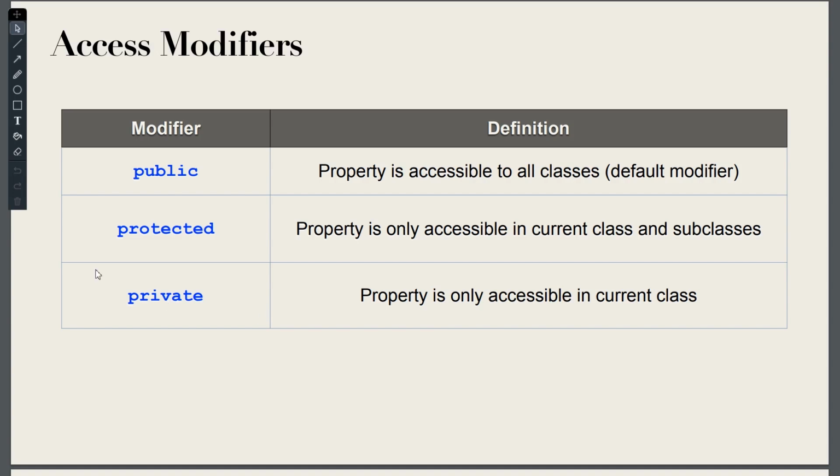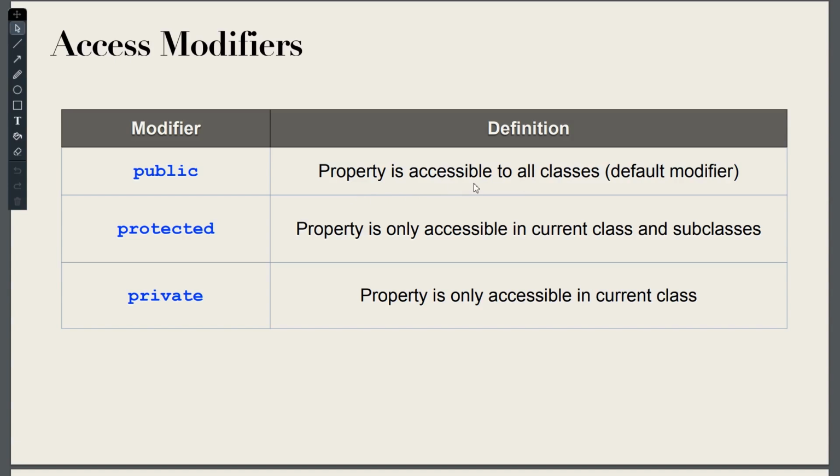Then there is another very important term in the class, the access modifier. There are three types of access modifiers in TypeScript: first public, second protected, and third private. A public property is accessible to all classes, and it is the default modifier. Public means it is accessible to all classes. If we have one project with 100 classes and we define the property in one class, it will be accessible in the other 99 classes.